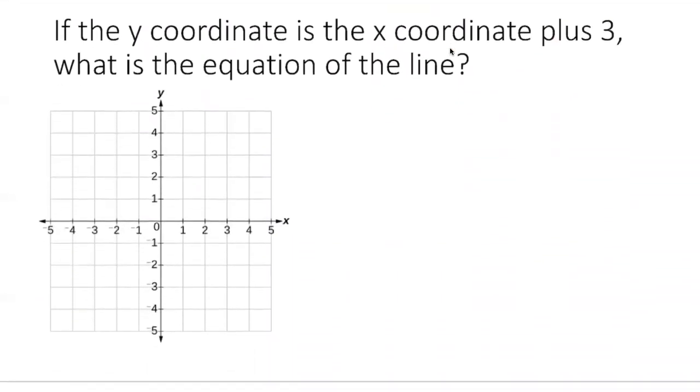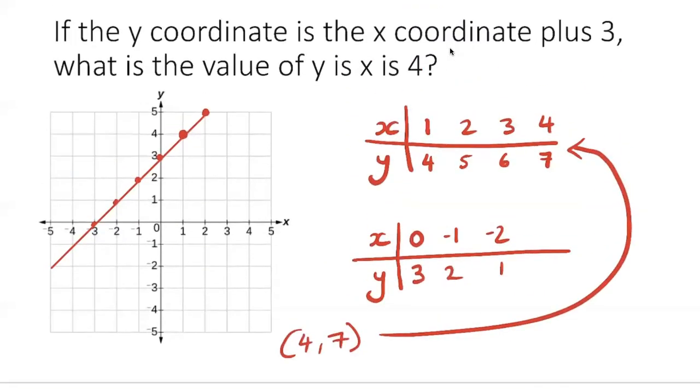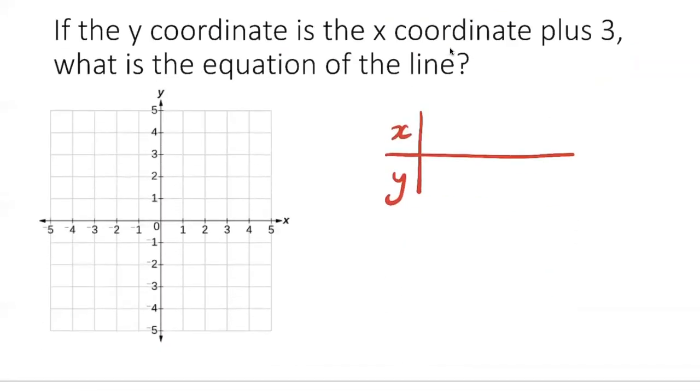If the y coordinate is the x coordinate plus 3, what's the equation of the line? Well, let's have a go. So we're going to do our x and our y again. The y coordinate is x coordinate plus 3. Remember, we've just done this bit. That's just here. So let's go back down and let's do what we had just done. Okay, so let's now put in the numbers here. So we're going to add 3 to each of those numbers.